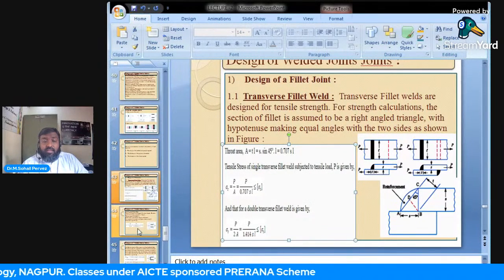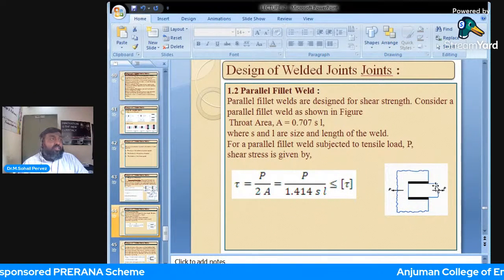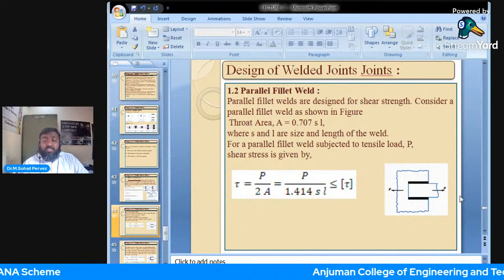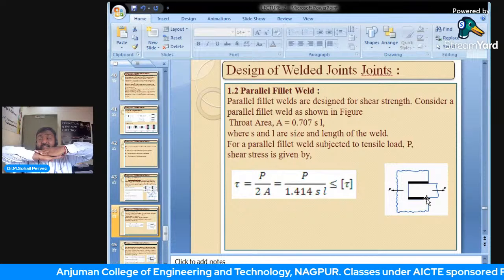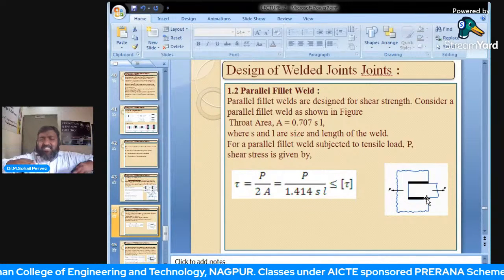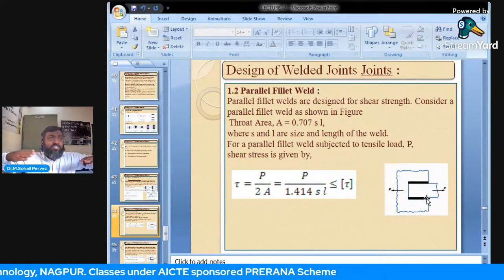Okay. The next one is parallel fillet weld. That is, the length of weld will be parallel to the line of action of force. Again, the same thing, but these parallel fillet welds are designed to take shear. They are not there to take tension. Now it is for shear.